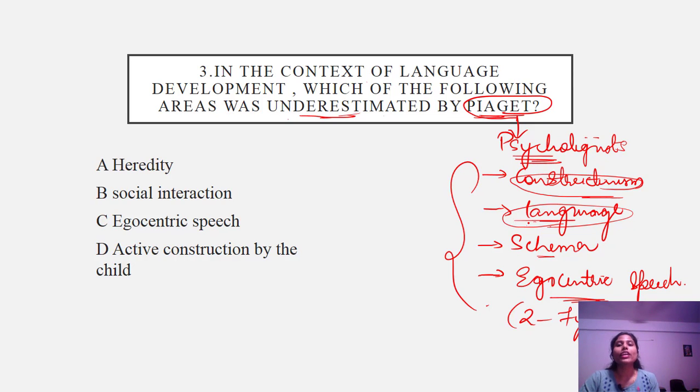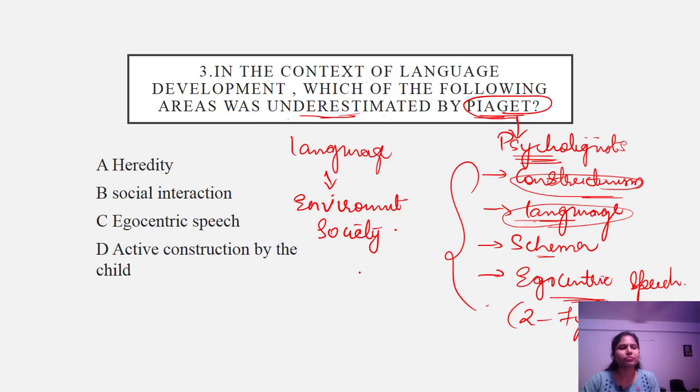Okay, so now he said that a child can learn the language from his environment. A child can learn his language from the environment. Environment also means society. And next thing, as I have already said, he spoke about the egocentric speech, so I have concentrated upon that area too. And next thing is the active construction. So the constructivism concept is also there.